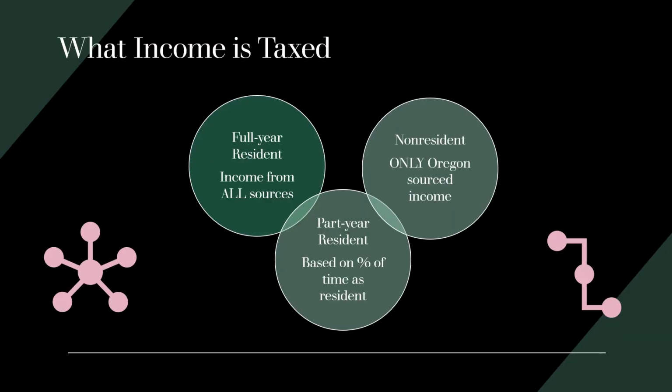Full year residents, non-residents, and part year residents are taxed differently. Full year residents are taxed on their income from all sources. This can be compared to the concept that U.S. citizens are taxed federally for all worldwide income. Non-residents, on the other hand, are taxed only on the income from an Oregon source. And then part year residents will be taxed based on the allocation of time that they were considered Oregon residents versus non-residents.